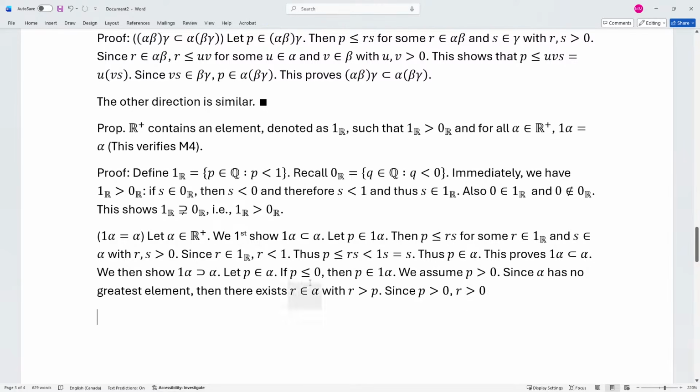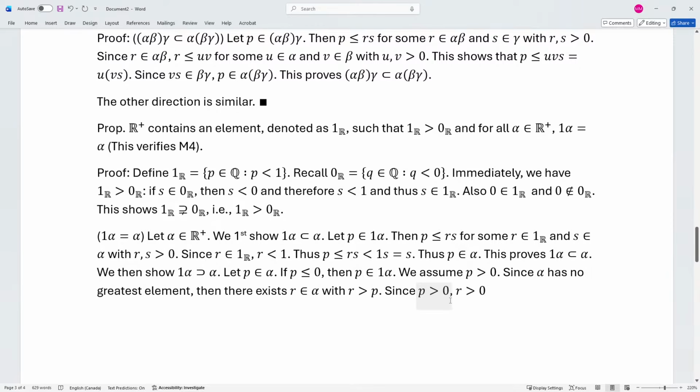Okay, sorry. So here we then show, let's start over. We then show that 1 alpha contains alpha. Yeah, that works exactly. That P is in alpha. If P is non-positive, then P is in 1 alpha automatically. So we assume P is positive. Since alpha has no greatest element, there exists R in alpha with R greater than P. So yeah, my brain short-circuited.